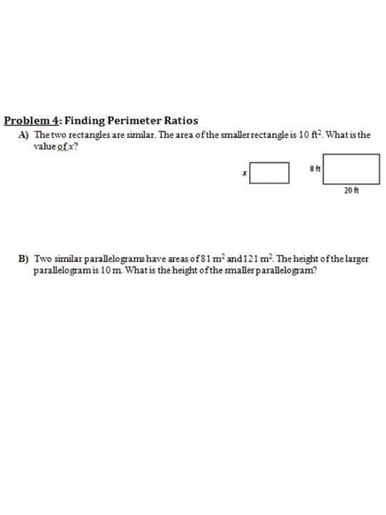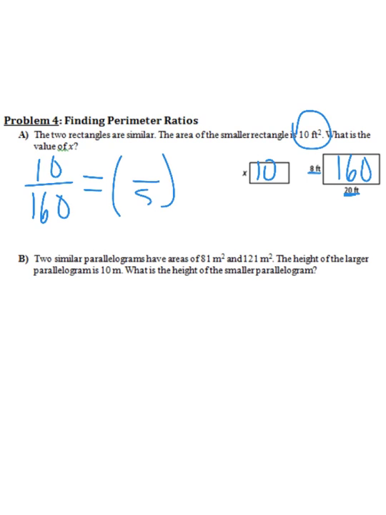Our last pair of examples here, we start out with two rectangles that are similar. The area of the smaller rectangle is 10 square feet, so I can put that this is 10 square feet. I don't know what the dimensions are, but I know that the area is 10. What is the value of x? So what I need to do is I need to also find the area of the larger one, and they give me the two side lengths, 8 and 20. So I can multiply those two together and get my area of 160 square feet. So I can actually use that as part of my ratio, 10 over 160. And I'm going to set that equal to my area ratio that I'm going to be trying to find.